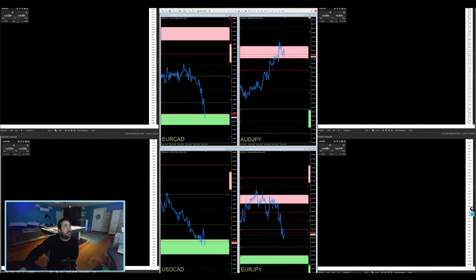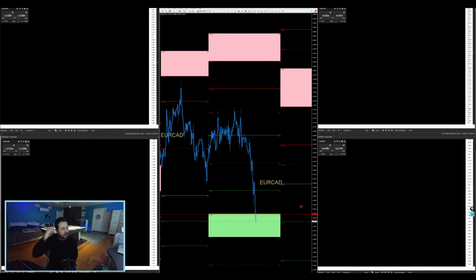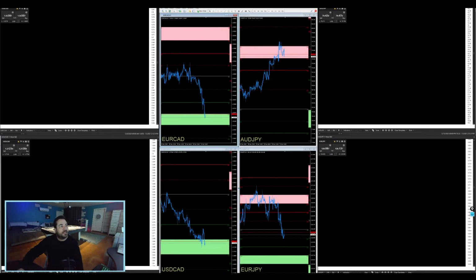Okay, so let's get into the Euro CAD. I've been wanting to. I've already reduced my lot sizes on these since we're going through the drawdown, and I won't increase the lot sizes until I exit the drawdown.